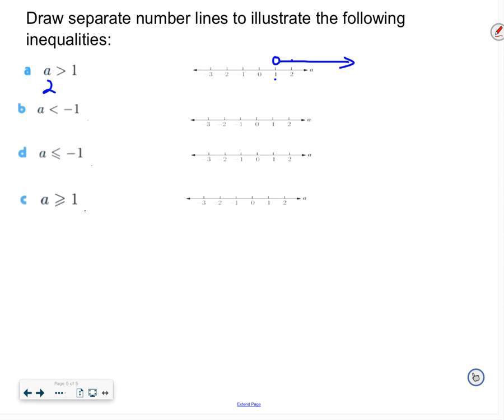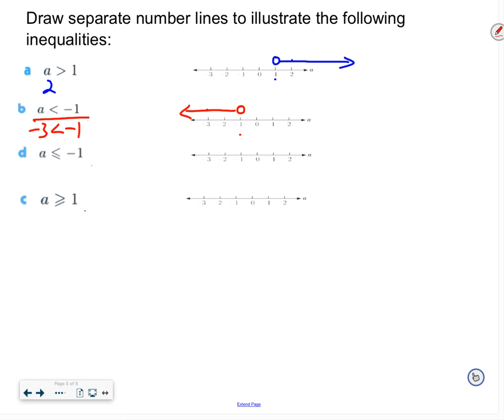Next one, a is strictly less than -1. So I go over to -1 and I think strictly less than, so that's an open circle. What kind of solutions are less than -1? Well, I could say -3 is less than -1. So -3 is in this direction, less than, I'm off in that direction.